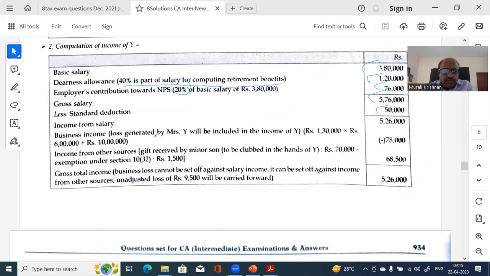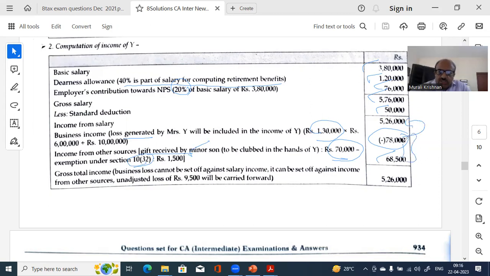Standard deduction is 50,000. Business income loss: only the proportionate amount, 1,30,000 is a loss, only 78,000 will come. This gift of more than 50,000, 70,000 is taxed, but you can take the benefit of 10(32), which is the exemption. So 68,000 only will come. Now look at this. This business loss cannot be adjusted with salary. Not possible. So you have to go for this.